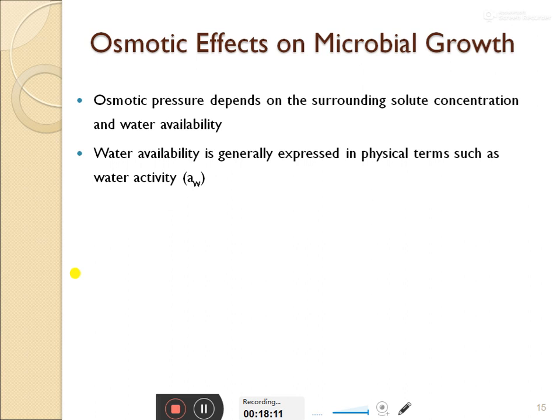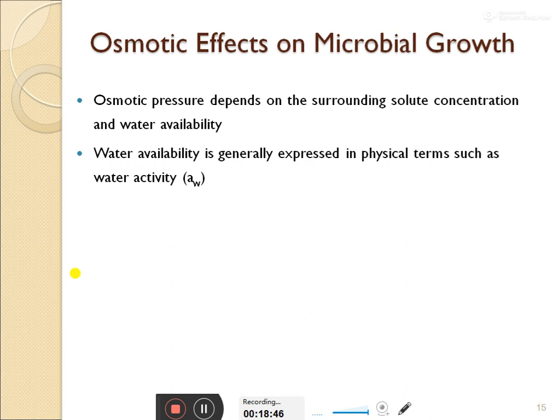Apart from that, the third factor required for the growth of microorganisms is osmotic pressure or osmotic conditions. The osmotic pressure depends on the surrounding solute concentration and water availability. The water availability is generally expressed in physical terms such as water activity. The osmotic conditions have a huge impact on bacterial cells or any type of cells.